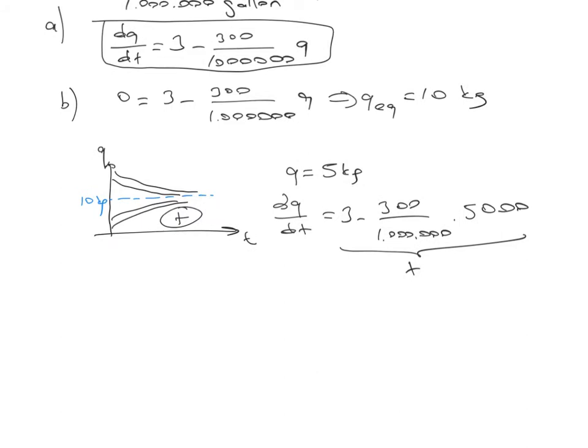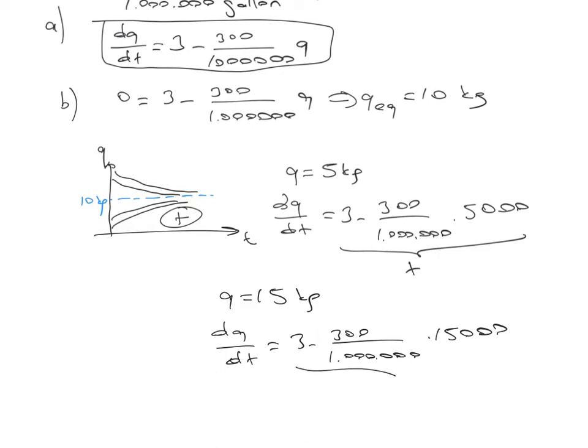And let's take another value which is bigger than the equilibrium point this time. Let's say q is equal to 15 kg, which is bigger than the equilibrium point. So dq over dt is equal to 3 minus 300 over 1 million times 15,000. This time this value will be negative. So dq over dt in this region will be negative.